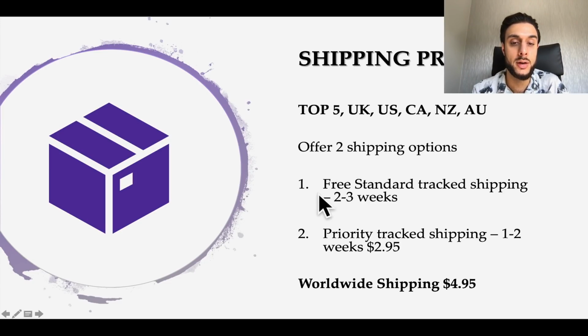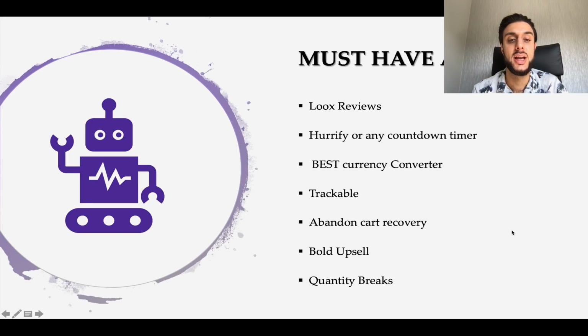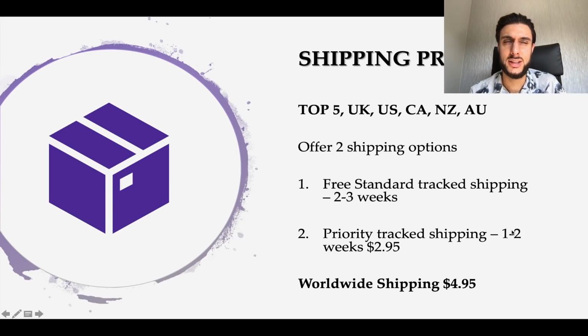Now, I offer this one, which is free, like I said, 2 to 3 weeks. Then I also offer priority tracked shipping. This is where I make an extra dollar on my shipping prices. So from my customer, I make an extra dollar. And like I said, when you scale heavily, it makes such a difference. Now I call it priority tracked shipping. This is a psychology kind of thing. I'm telling them it's priority, it's tracked, and the shipping times are 1 to 2 weeks. When I do this, it's normally like 4 to 10 days, but I charge $2.95.